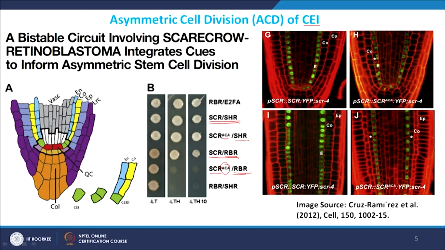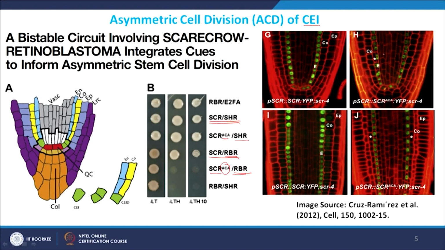This is a schematic diagram which we have already discussed. If you look at this picture, here you have the scarecrow promoter driving scarecrow YFP fusion protein in the scarecrow 4 mutant background. So this is basically close to wild type. You have a scarecrow mutant, but the mutant phenotype is getting complemented by the YFP fused scarecrow protein. But if you mutate the interaction between SCR and RBR, you can start seeing some phenotype.